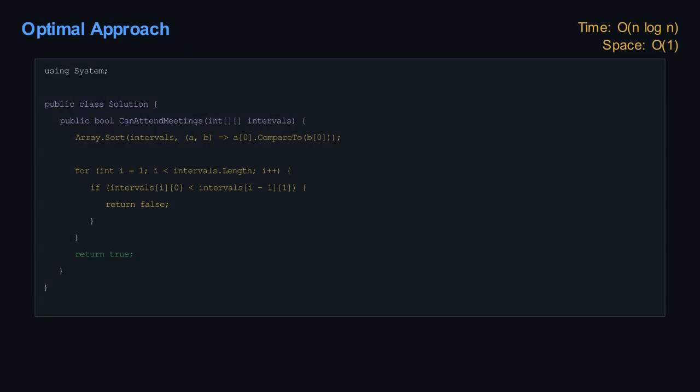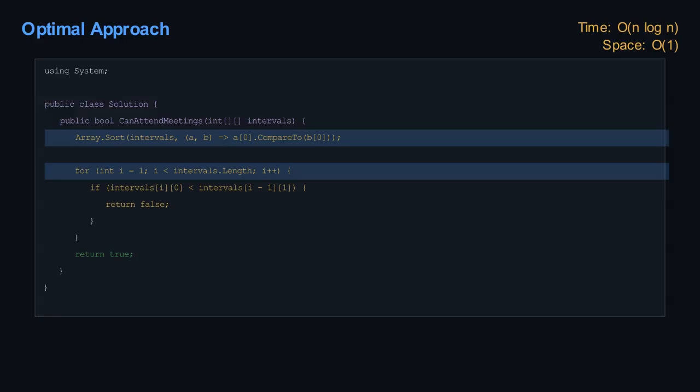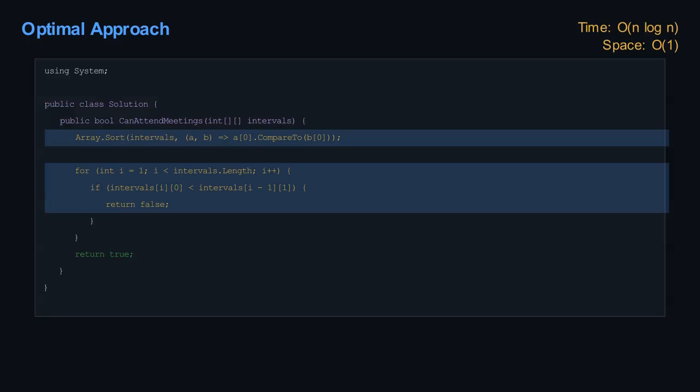The key insight is that if the meetings are sorted by their start times, we only ever need to compare a meeting with the one immediately preceding it. First, we sort the entire array based on the start time of each interval. Then, we iterate through the sorted list starting from the second meeting. For each meeting, we check if its start time is earlier than the end time of the previous meeting. If it is, we've found an overlap and can immediately return false. If we make it through the whole list without a conflict, we return true.